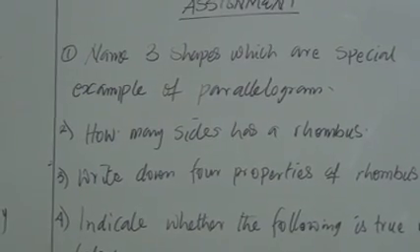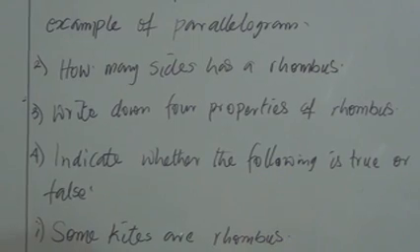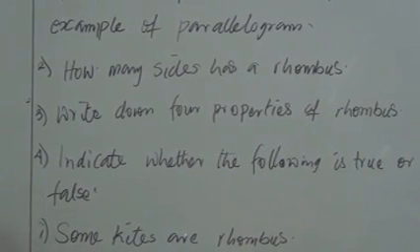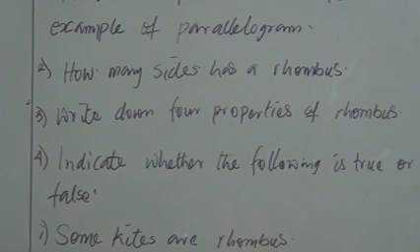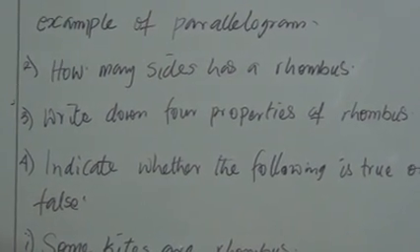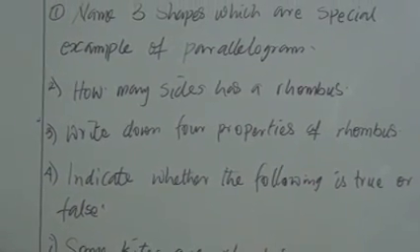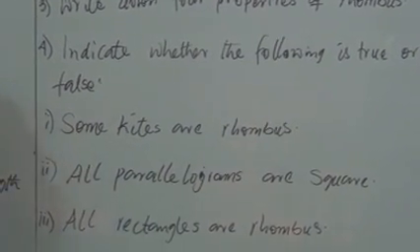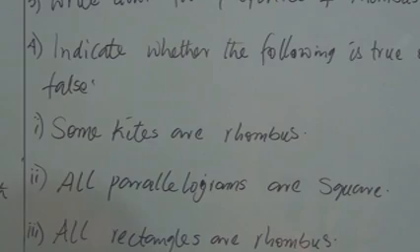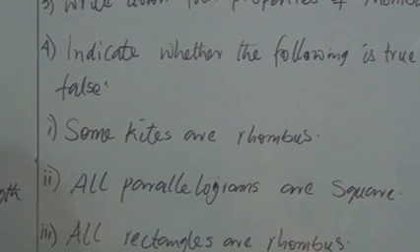Then number four, indicate whether the following is true or false. You're going to answer from the diagrams I've given to you and the properties, their differences, their similarities. Number one says, some kites are rhombuses. It's left for you to check from the notes given to you. You have to indicate true or false.